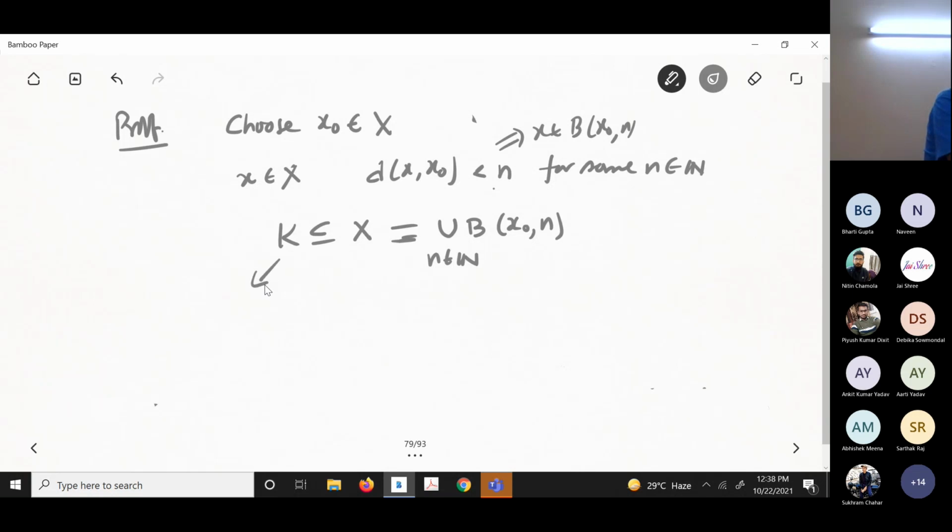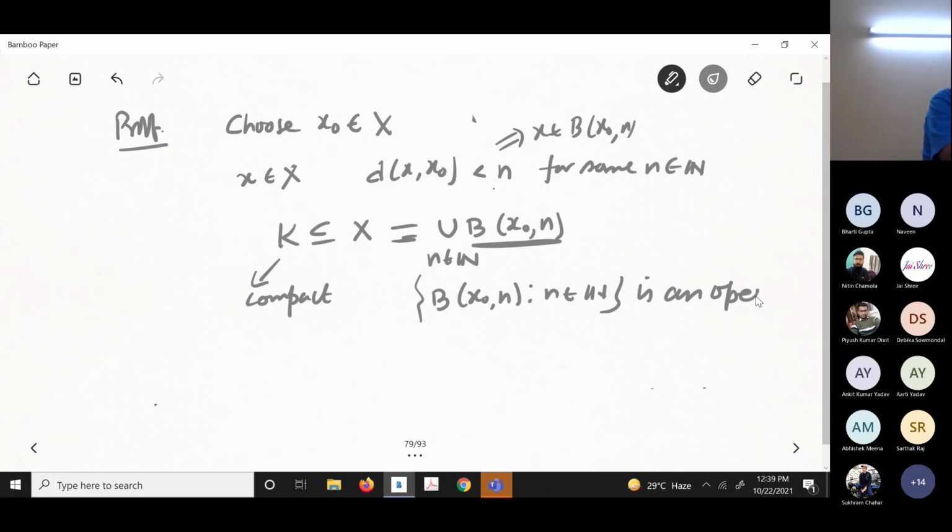Now if K is compact, look, each of them is an open ball, so it's an open set. So this is an open cover of K. Now if K is compact, it will have a finite subcover. Here the index set is this. So there exists n1, ..., nk belongs to N such that the subcover of K will be this.